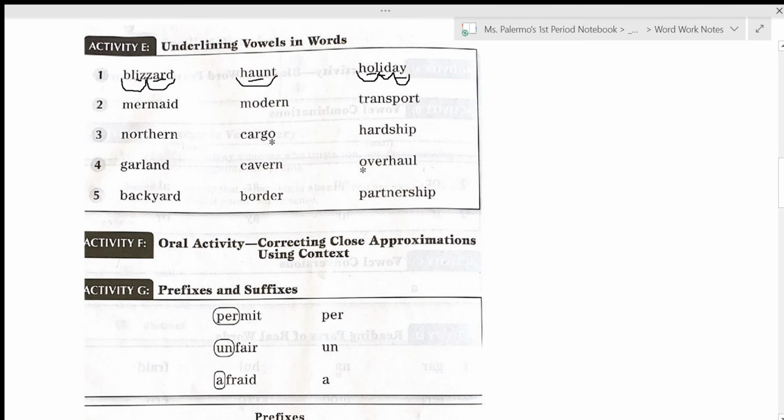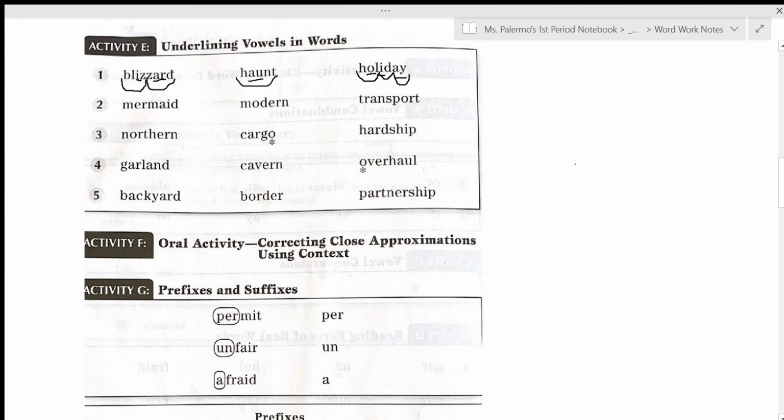Excellent, guys. I want you to now take the time to do the same thing for the rest of the words in Activity E, and I want you to say these words to yourself as you do it. And then you will send it to me, and I'll make sure that you underlined and did the U's correctly underneath. Let's go to Activity F.